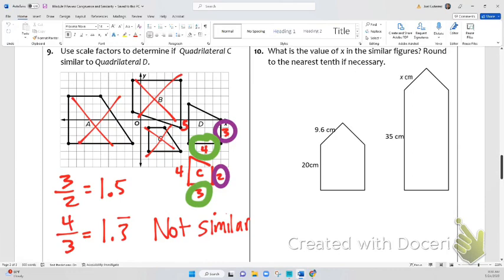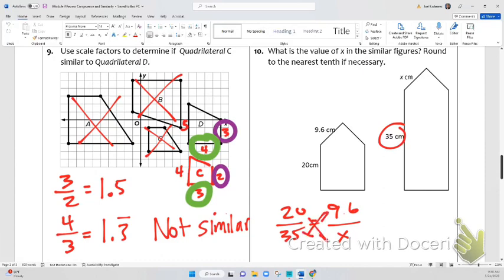Okay. For number 10, it's the most recent stuff that we have been doing. We are simply just setting up a proportion. Okay. So proportions can be done a lot of different ways. Just make sure you keep it consistent. So for example, I'm going to choose the height of the small house, is what it looked like to me. So I'm going to choose 20, and then I choose the same height, but of the big house, which in this case is a 35. And then I choose the roof of the small house, 9.6. And then the big house, we don't know. That's what we're trying to find.